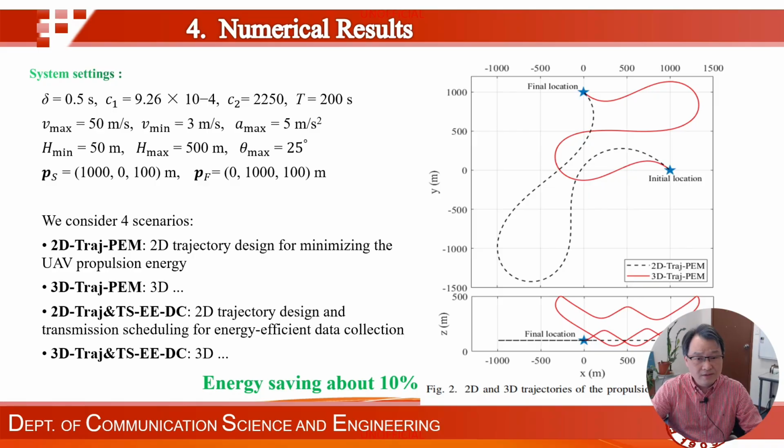On the right-hand side of this slide, we compare the trajectories of these four scenarios. The dashed black curve shows the optimized 2-dimensional trajectory, while the solid red curve shows the optimized 3-dimensional trajectory. We can see the 3-dimensional path makes better use of the altitude dimension to reduce the energy. Overall, our results show the 3-dimensional trajectory design achieves around 10% energy saving compared to state-of-the-art 2-dimensional designs. This demonstrates that incorporating 3-dimensional mobility is not just a theoretical improvement. It brings tangible energy benefits for UAV-assisted data collection.